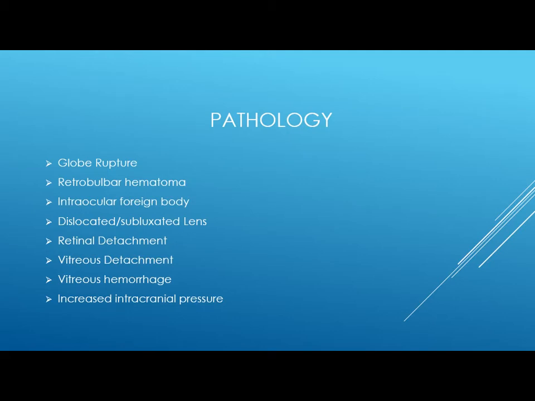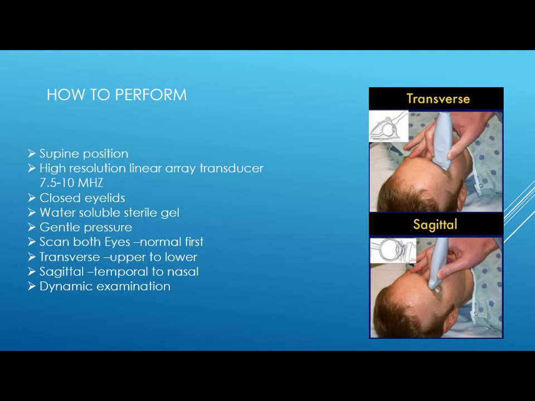About the pathologies that we are concerned with in ocular emergencies: globe fracture, retrobulbar hematoma, intraocular foreign body, dislocated or subluxated lens, retinal detachment, vitreous detachment, vitreous hemorrhage, and increased intracranial pressure.